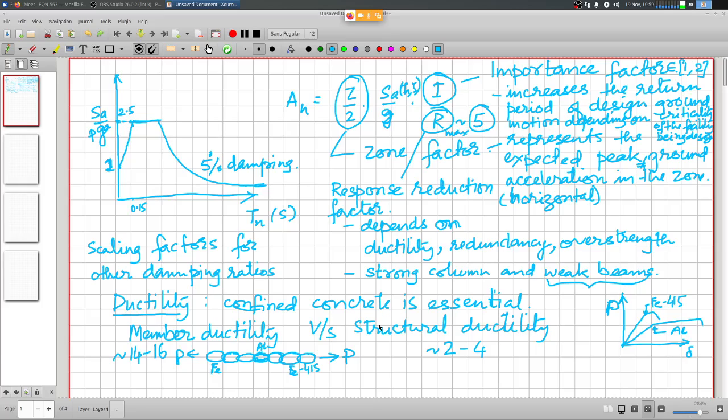But even that small ductility at the global level is very crucial in designing a feasible earthquake resistant system. So we will discuss this issue of ductility, and the different types of ductility, in our next lecture, and how we account for that in design, right? So any questions?